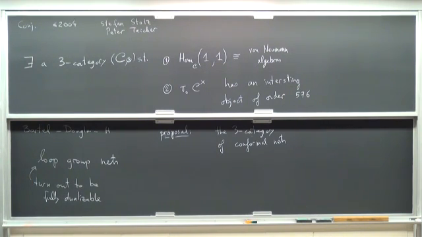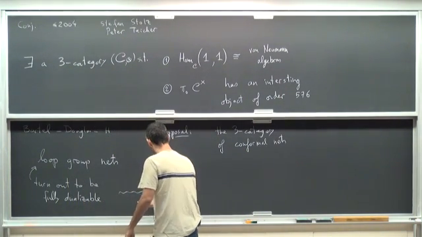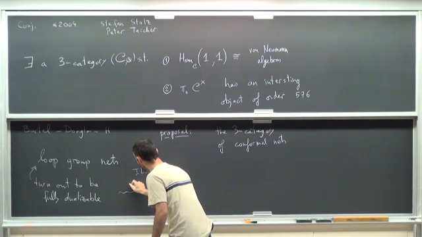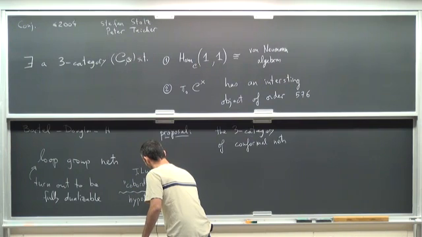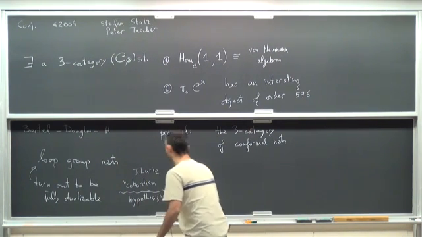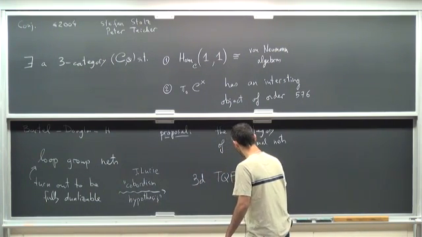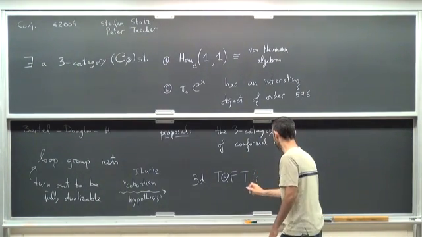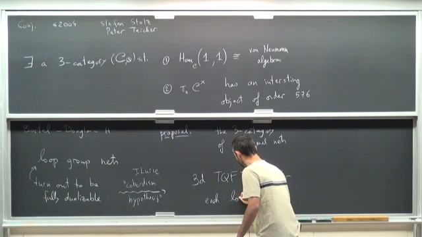So these turn out to be fully dualizable, and then by work of Jacob Lurie on the cobordism hypothesis, we get 3-dimensional TQFTs for each loop group.